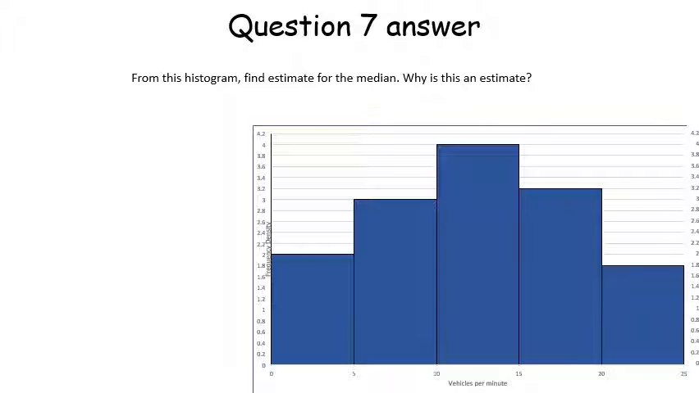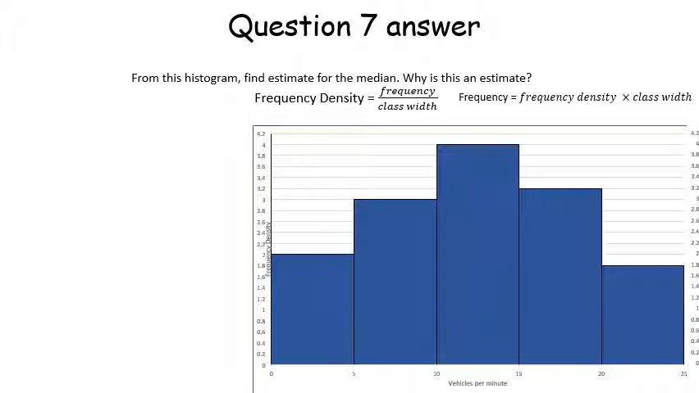Question 7. We must first calculate the frequencies from the histogram, and we get 10, 15, 20, 16 and 9.